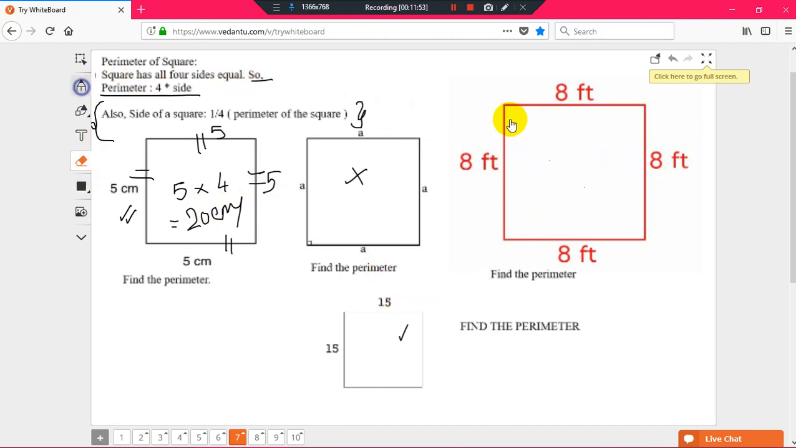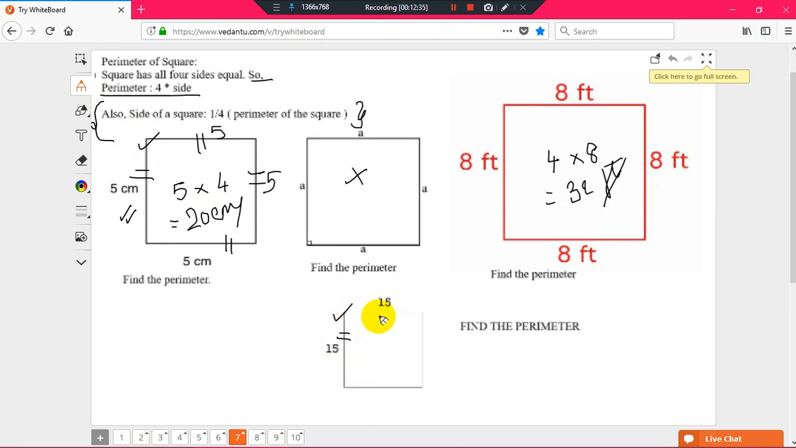For this one, they have already given 8 feet, 8 feet, 8 feet, 8 feet. To find the perimeter, we multiply 4 with this side. If the side is 8, then 4 into 8, that is 32 feet.